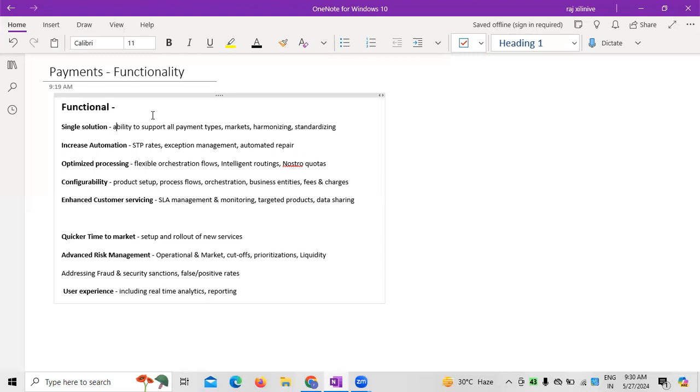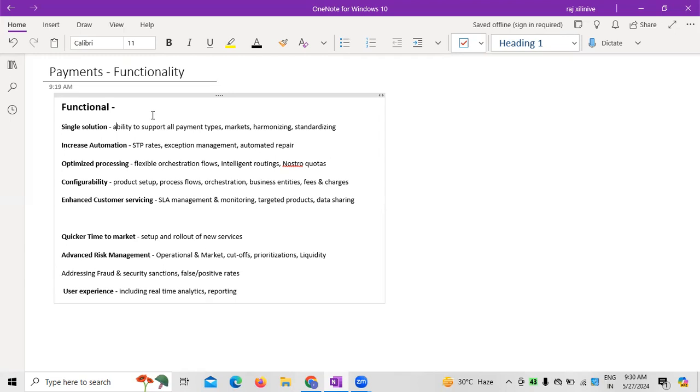Next, one of the important functionalities we need to perform is advanced risk management. When it comes to advanced risk management, we look at the operational as well as market cutoffs we have, followed by the kind of prioritizations and liquidity. All these things come under advanced risk management. Whatever liquidities we have, and what kind of prioritization we want to make, everything has to be taken into consideration here.